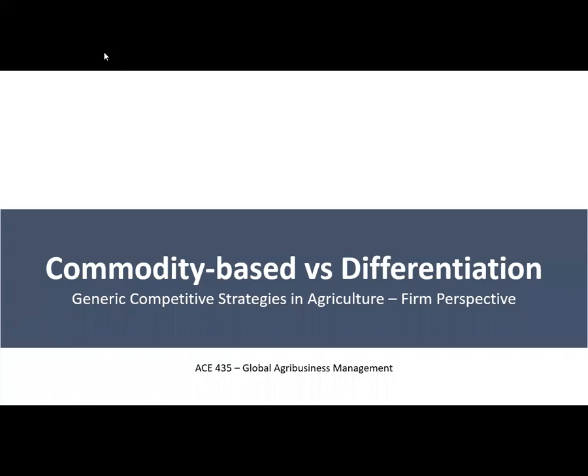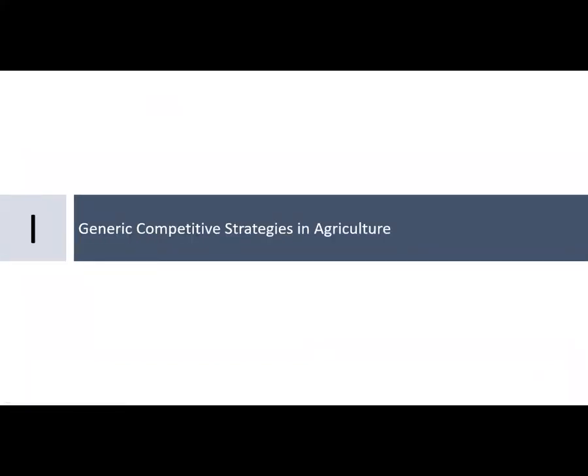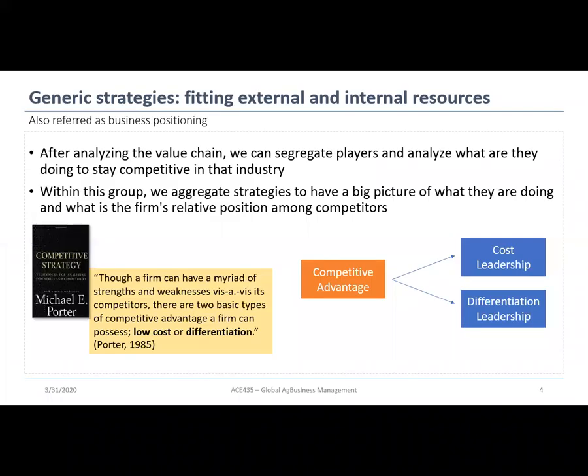Hello, everyone, and we are starting the module on commodity-based versus differentiation, from the perspective of generic competitive strategies in agriculture. We are going to break this module into 4 small videos. One about generic competitive strategies that we're going to introduce. Later on, we're going to move to cost advantage, differentiation advantage, and finally talk a little bit about the efficiency frontier. So to start, what is competitive or generic competitive strategy in agriculture?